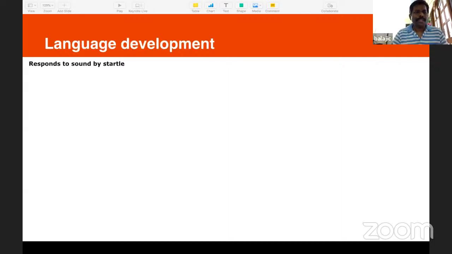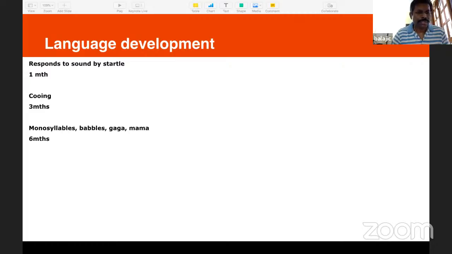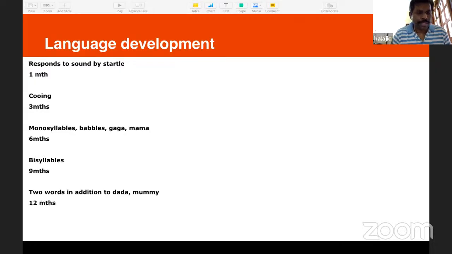Okay, and the final milestone is the language milestone. For this, hearing is very important. So it's simple to remember: 3 months cooing, 6 months monosyllables, ma, ba. So that will be your monosyllable. Mama, baba will be your bisyllables. So 9 months bisyllables, and 2 words by 1 year. You get your 2 words.